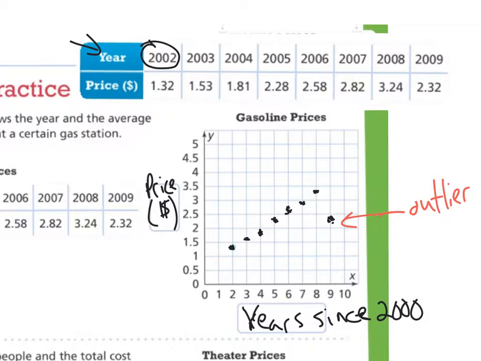Again, they didn't ask other than graphing this, but even if we have an outlier, we can still say generally this has a positive relationship. Generally, as the years go on since the year 2000, the price of gas was going up each year.